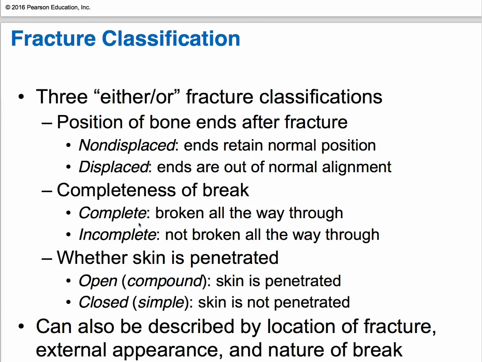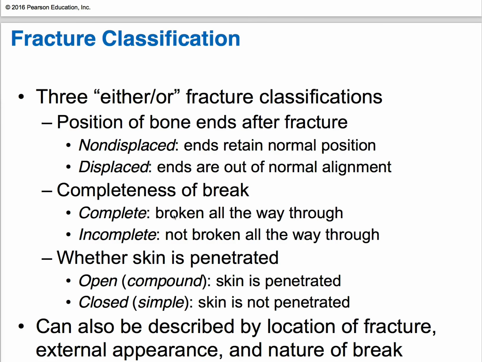Also, we talked about the completeness of the break. If the break is all the way through the bone, we call that a complete fracture. If it's not all the way through the bone, then we call that an incomplete fracture. The third thing is whether there's any skin penetration involved. If the bone is sticking outside of your skin, then we call that an open fracture or a compound fracture. If the bone is not sticking out of the skin and is still enclosed, in other words, you broke your arm and there's no blood on the outside, then we call that a closed fracture. A closed fracture is when there's no penetration of the bone through the skin.